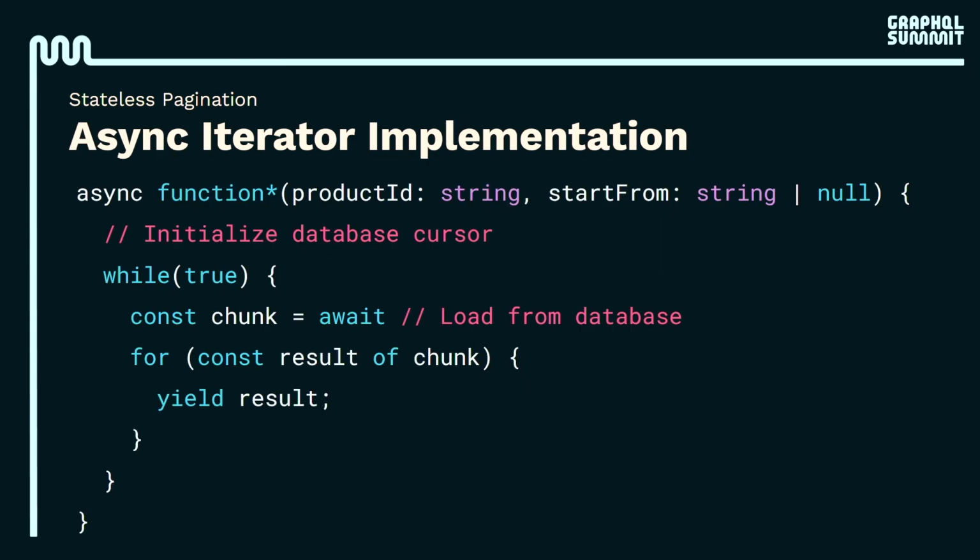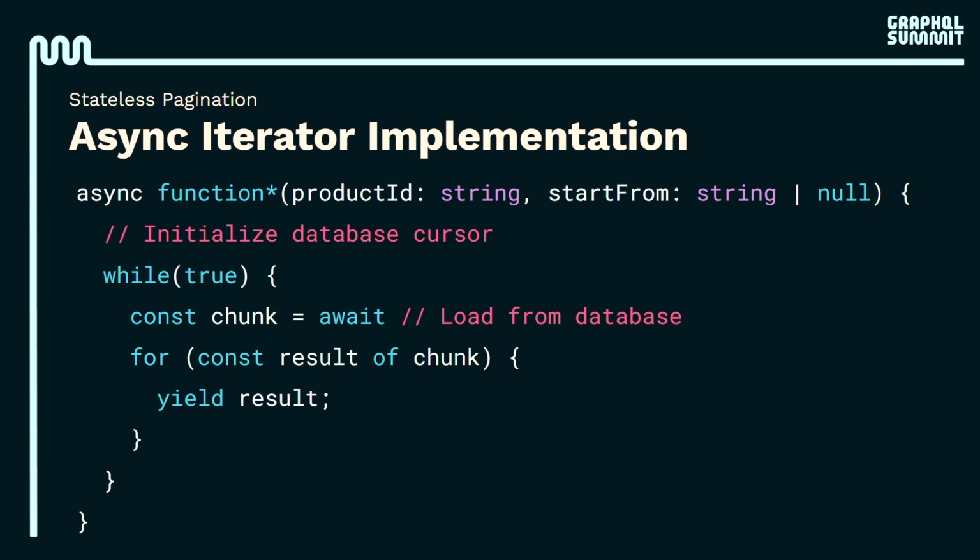So one of my favorite ways to implement pagination in really any specification is using async iterators. If you've never used async generator functions in JavaScript before, they are truly phenomenal in their capabilities of abstracting away complexity of iteration. In this case, we're looking to load all of the reviews for a particular product. So we're going to pass in the product ID, and then the after, or our cursor, is where we're going to start the iteration from. And notice how it's null, where null represents that we're just going to start from the beginning.